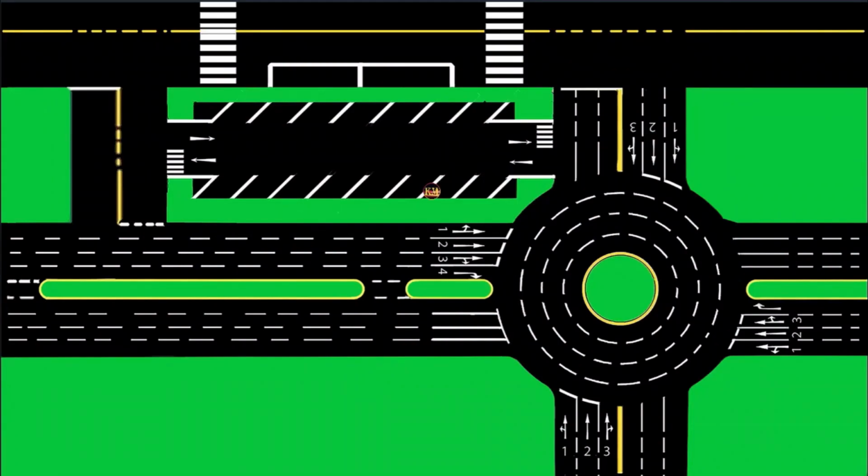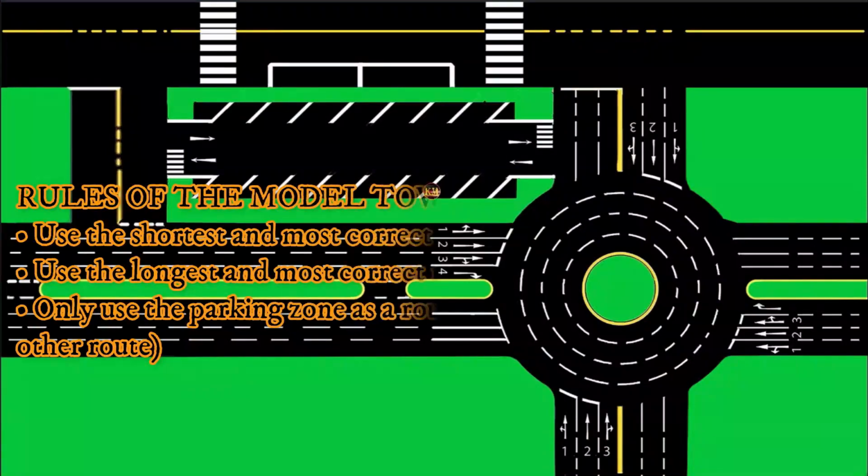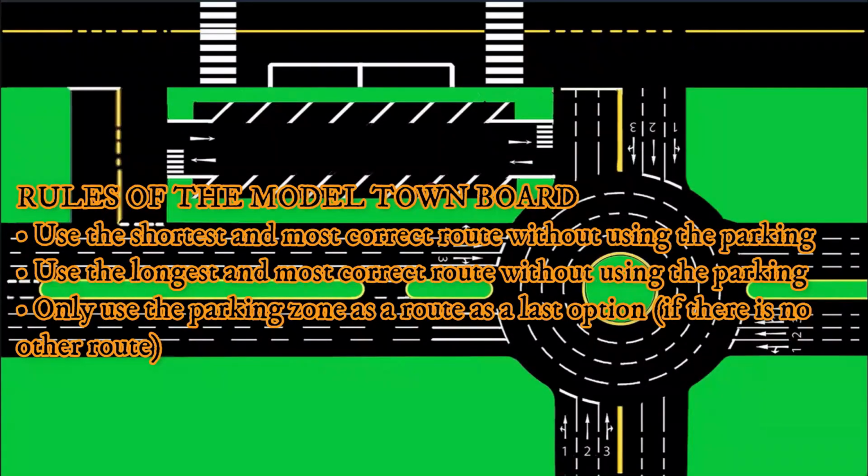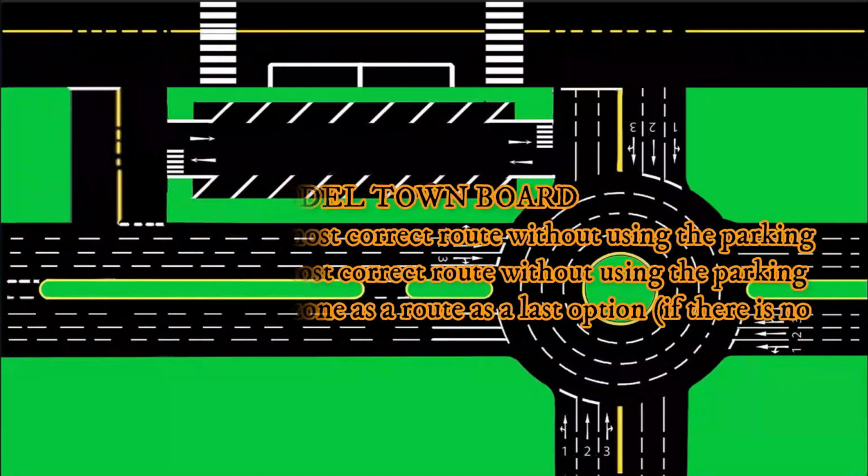And now, I would like us to go to the lane options. But before we do that, let us look at the rules of the model town board. We have three very important rules of model town board. Number one, you are supposed to use the shortest and most correct route without using the parking. Number two, you are supposed to use the longest and most correct route without using the parking. Number three, you are only allowed to use the parking zone as a route as a last option. That is, if there is no other route.